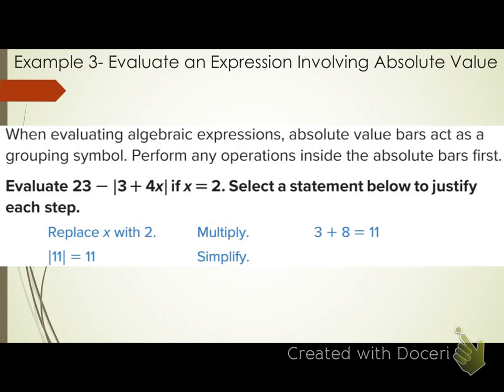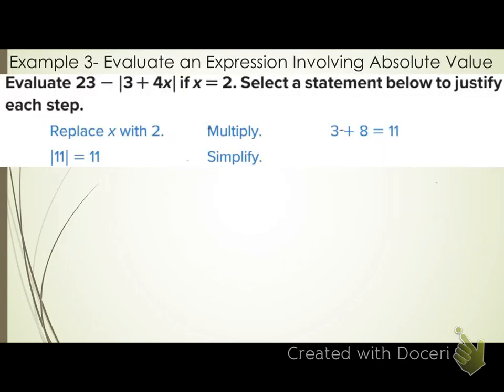So example 3, evaluate 23 minus the absolute value of 3 plus 4x if x equals 2. Select the statement below to justify each step. So as I do a step, I've got to pick one of these statements to justify that step. I put it on this slide to give myself some more room. What do you guys think we need to do first?